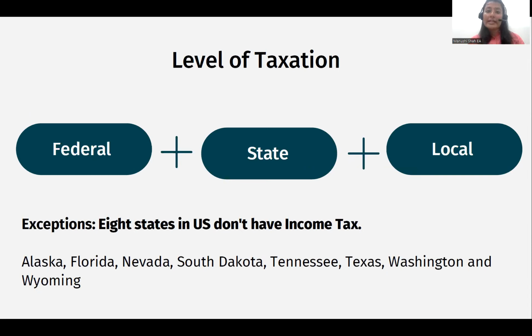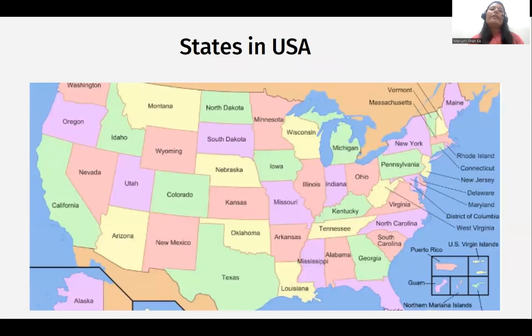But in the United States, we have to file our federal tax return to the IRS. Apart from that, we have to file our state and local tax return to the respective state and local government, right? So to understand this, we have here the different states in the United States. So basically, we have the 50 states in the United States. You can see here, right?